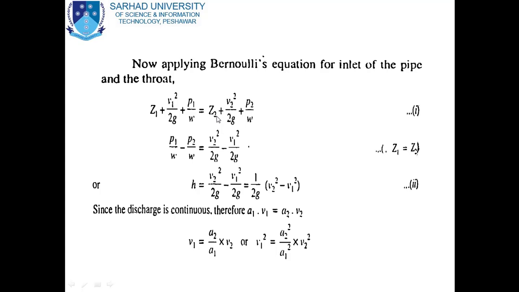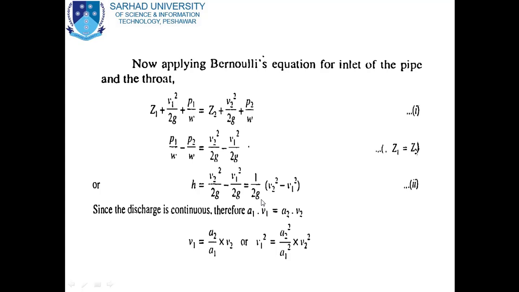we get P1 divided by omega minus P2 divided by omega equal to V2 square divided by 2g minus V1 square divided by 2g. Or as we know, P1 divided by omega minus P2 divided by omega is H. So H is equal to V2 square divided by 2g minus V1 square divided by 2g. Take out 1 over 2g as common, so we get H is equal to 1 over 2g into V2 square minus V1 square. Let this be equation number 2.